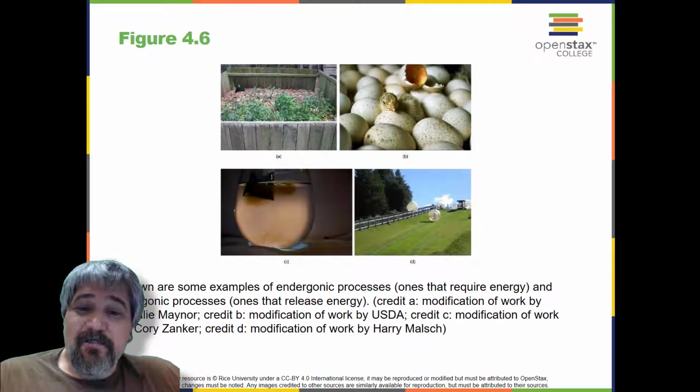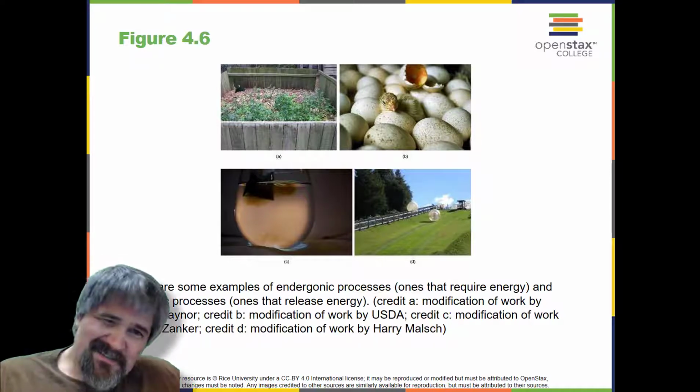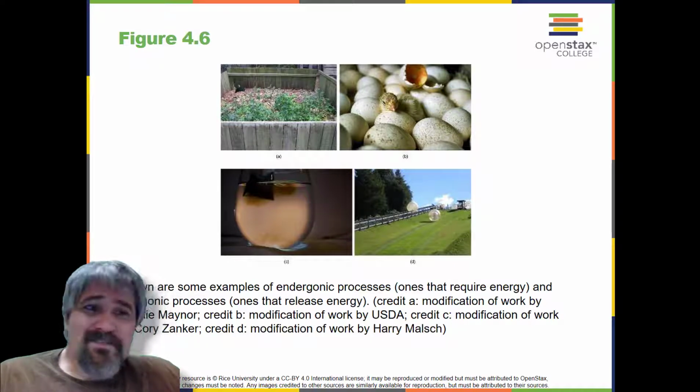Okay, here are some examples of endergonic processes, ones that require energy, and exergonic processes, ones that release energy. It takes energy to grow new biomass in A. It obviously requires energy to escape the egg. Now the diffusion of T into hot water there in C is spontaneous, so could be characterized as exergonic, as does rolling down a hill in a giant inflated bubble. That's just a straight up conversion of potential energy to kinetic energy.